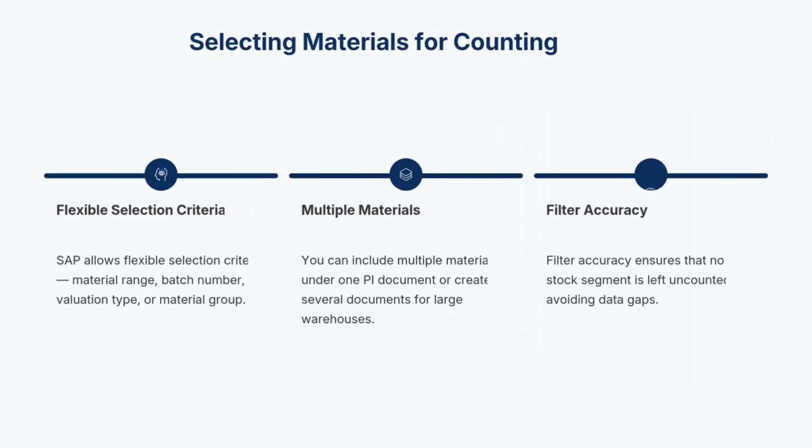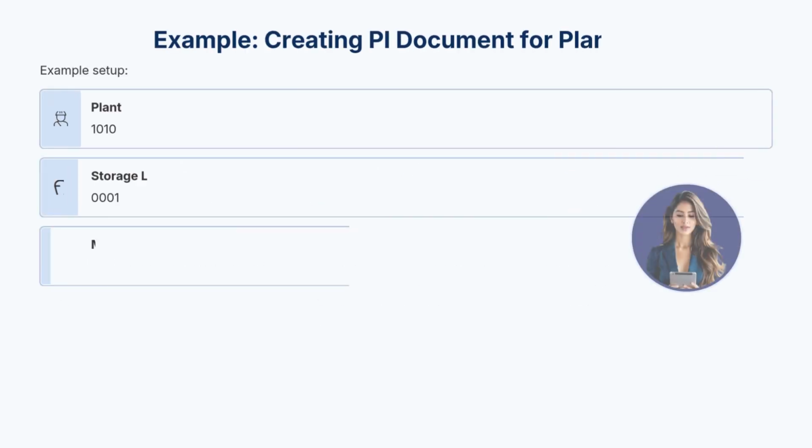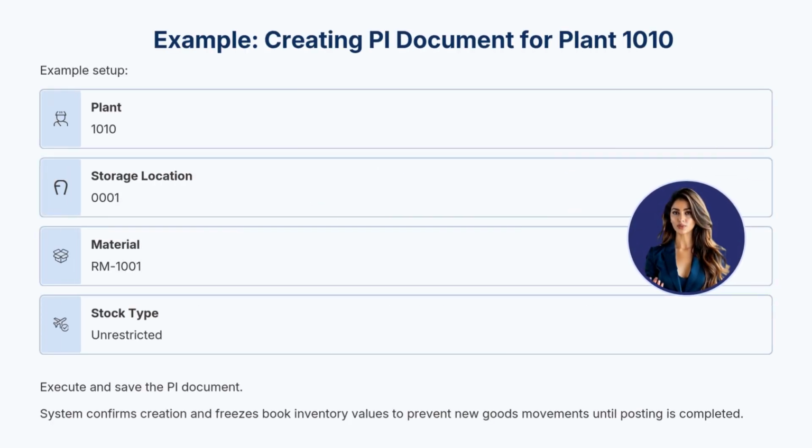Selecting materials for counting. Material selection is highly flexible. You can create a document for a single material or a range, include multiple batches, or filter by valuation area or material group. Large warehouses often create multiple PI documents by area or product family, allowing parallel counting teams to work efficiently.